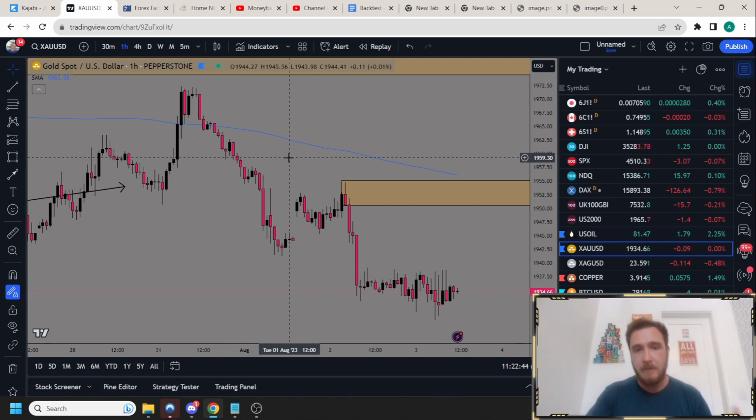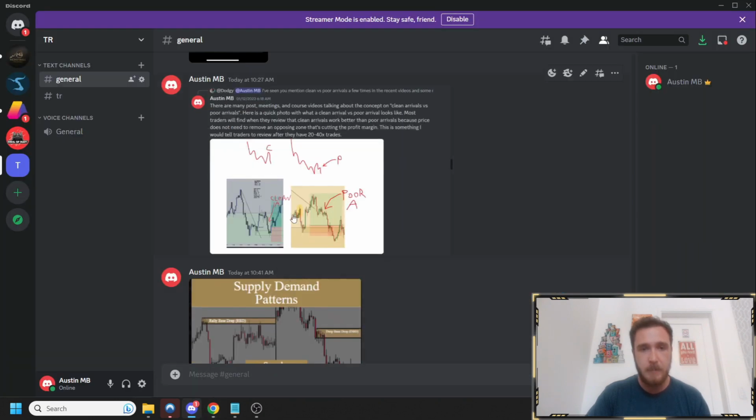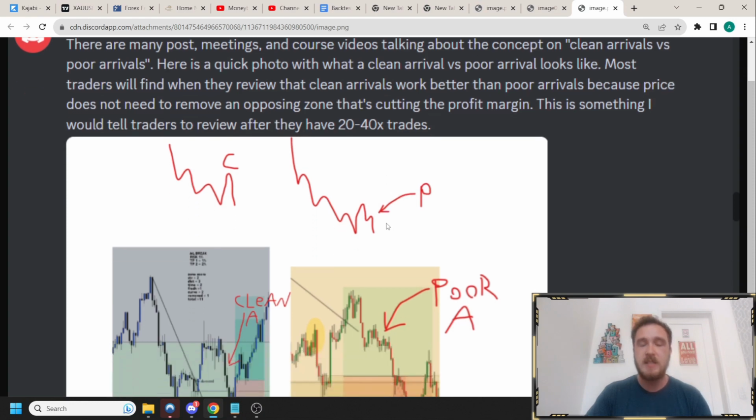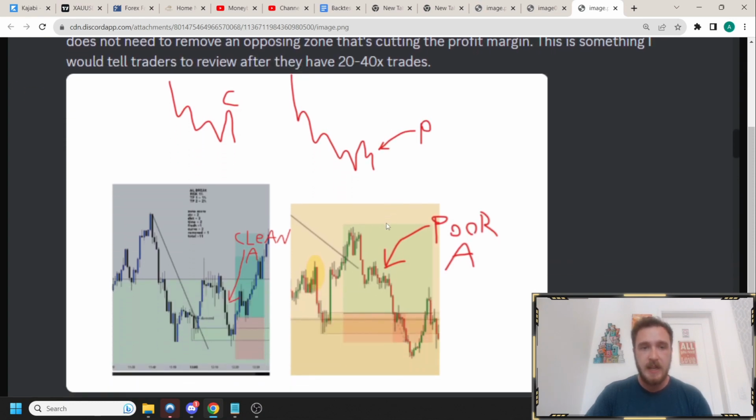And you'll notice if you ever look at my trades, I have prices coming straight back into my zone. And I have a picture explaining this. When I get people to review, this is one of the things I get them to review: I want to see how prices arrive.